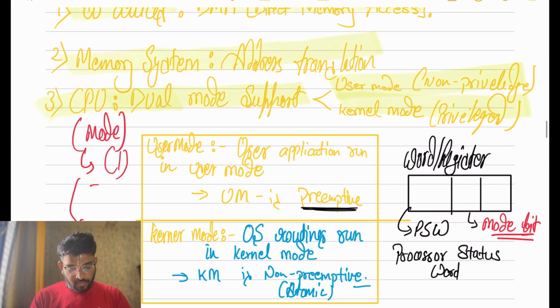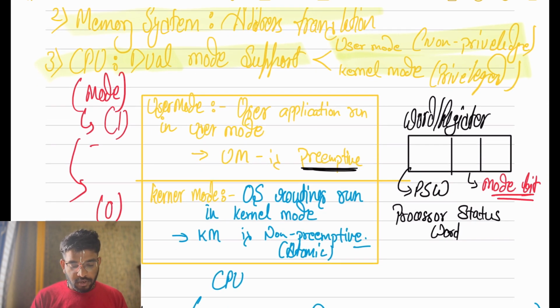So in dual mode of operation, the CPU has two modes. Mode 0 is for the kernel and mode 1 is for the user. OS routines run in kernel mode. Kernel mode is non-preemptive or atomic.